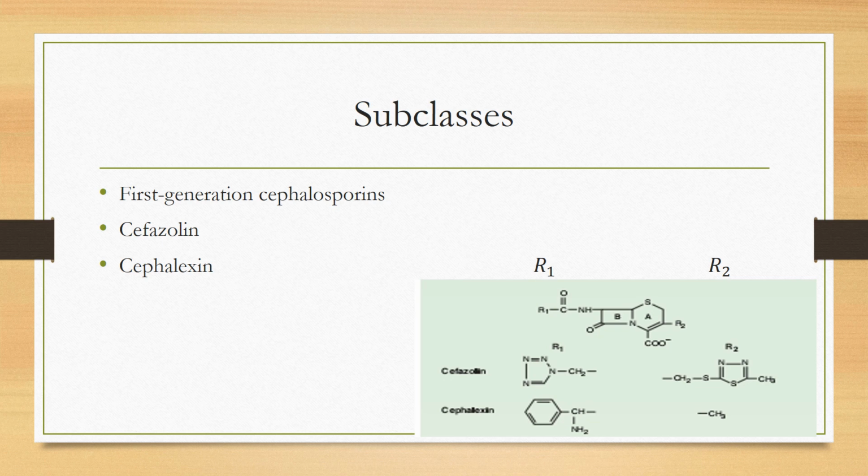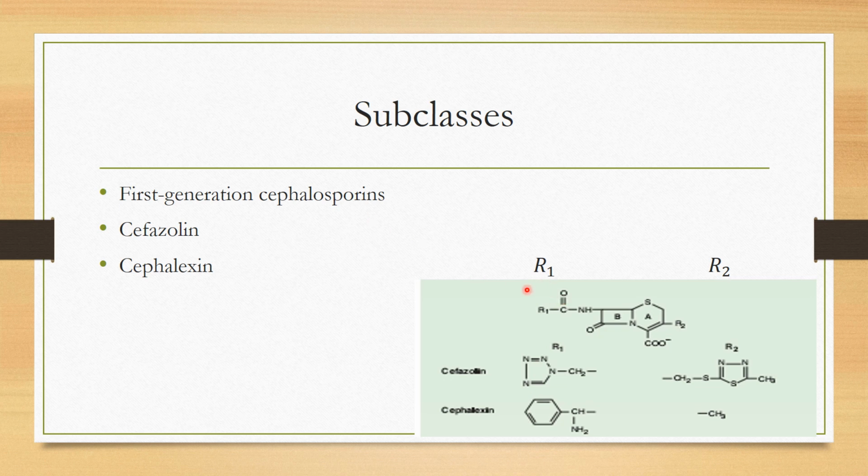Now we see the various subclasses of cephalosporins. Cephalosporins are classified into various classes, also called generations. There are 5 different generations of cephalosporins: first generation, second generation, and similarly third, fourth and fifth. Here we give 2 important examples of each class.